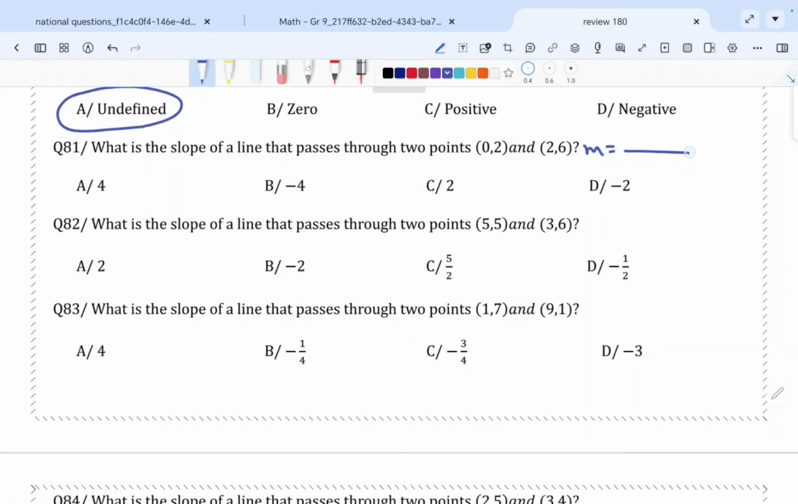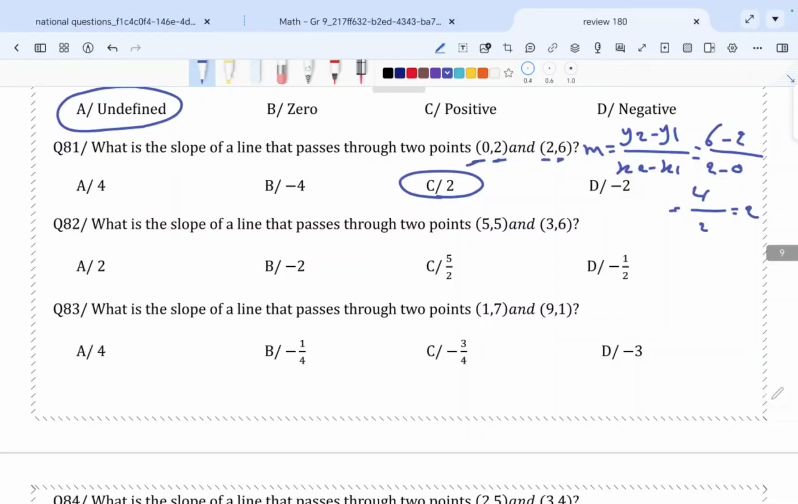Question 81. We have (0, 2) and (2, 6). Again, use the rule. m equals what? They don't ask about positive, negative, 0 or undefined. They ask about the slope. What's the value of the slope? You have to solve it. (y2 - y1) over (x2 - x1). y2 is 6 minus y1, which is 2. x2 is 2, x1 is 0. 6 - 2 is 4. 2 - 0 is 2. 4 divided by 2 is 2. So the answer is 2.